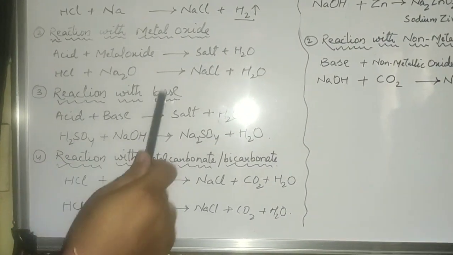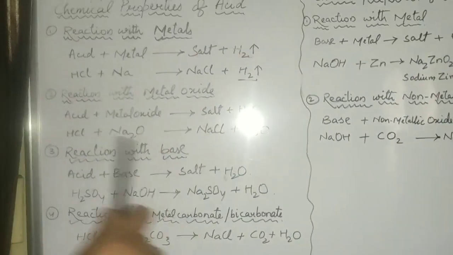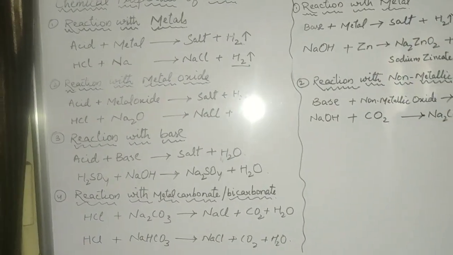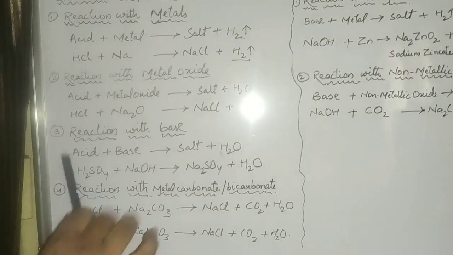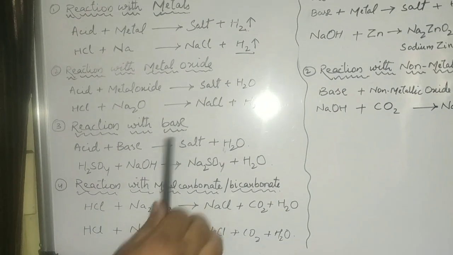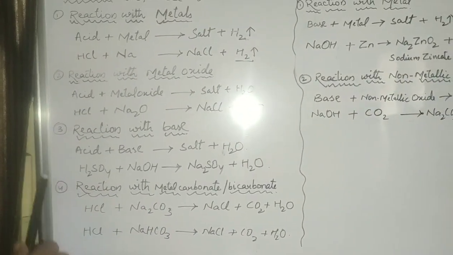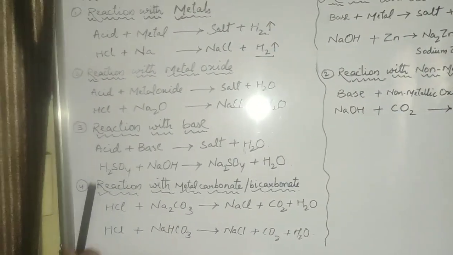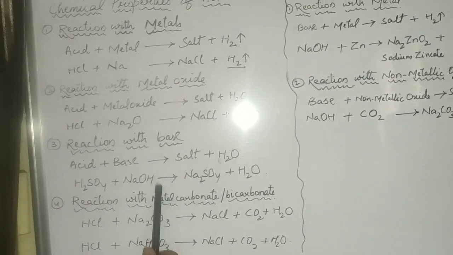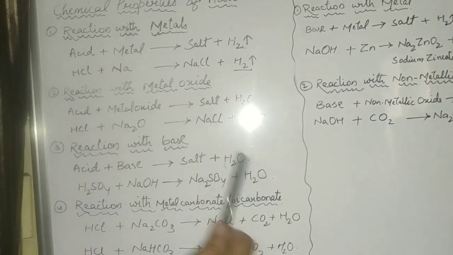Next, reaction with base. Acid plus base gives rise to salt and water. This is known as the neutralization reaction. Here, acid and base produce a neutral substance, that is salt. That's why it is called neutralization reaction. Example, H2SO4, sulfuric acid, plus sodium hydroxide, NaOH. When they react, they form sodium sulfate, that is salt, plus water.